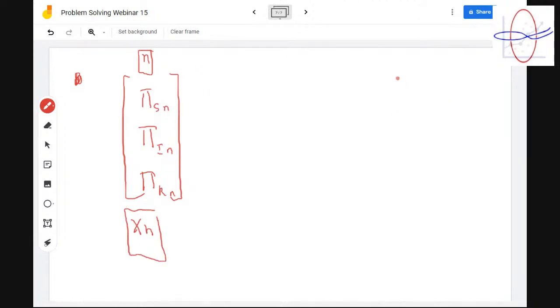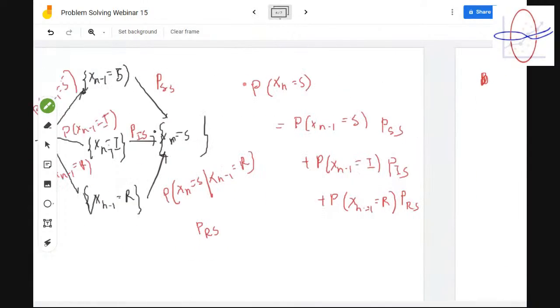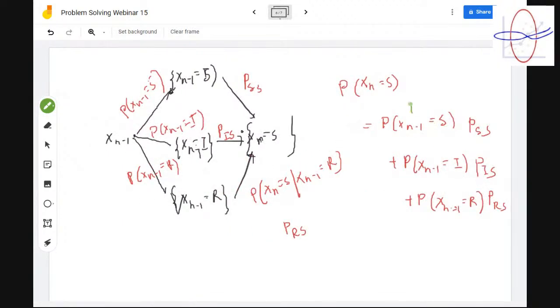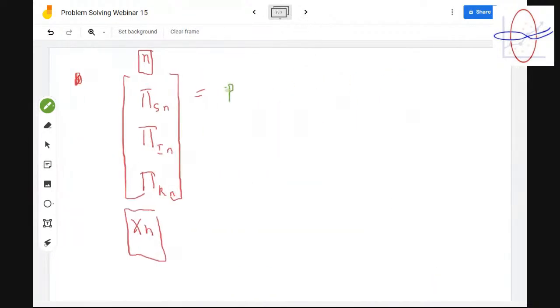Okay. And what is this? What we are having at the nth step for S: P(Xn = S) is pi S n, which is pi S n minus 1 into PSS. So let's understand this. You're getting PSS into pi S n minus 1, plus PIS into pi I n minus 1, plus PRS into pi R n minus 1.